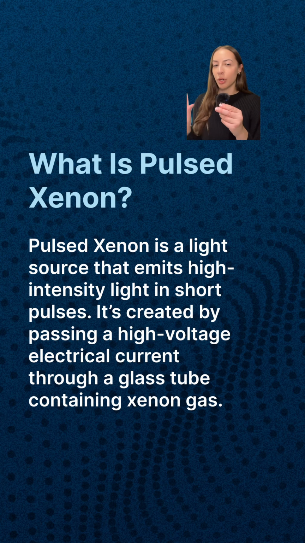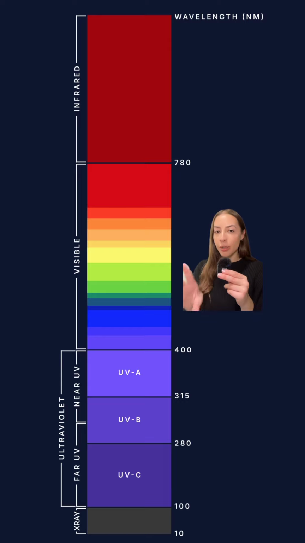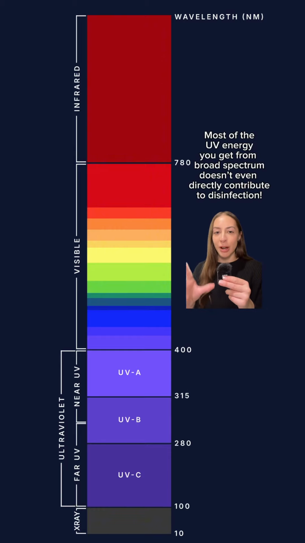Now let's talk about some broad-spectrum technologies. One of the most common broad-spectrum disinfection technologies is pulsed xenon. These emit all 3 bands of UV in short bursts of light, but mostly consist of UVA and UVB with just a little bit of UVC. That means a significant portion of the emitted energy is being focused on wavelengths that do not directly contribute to disinfection. Think of it like using a butter knife when you really need a scalpel.